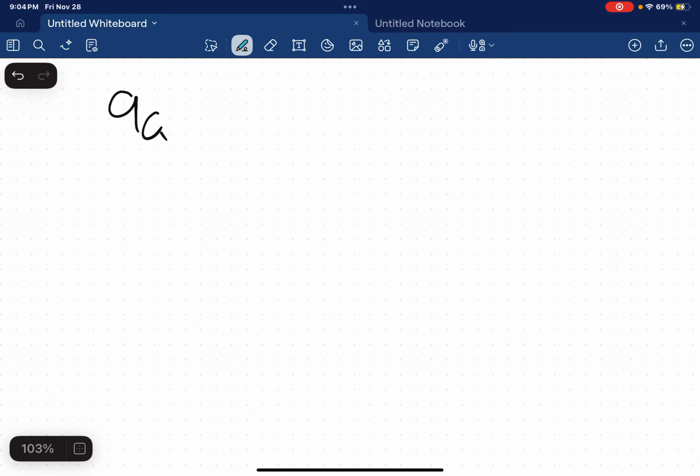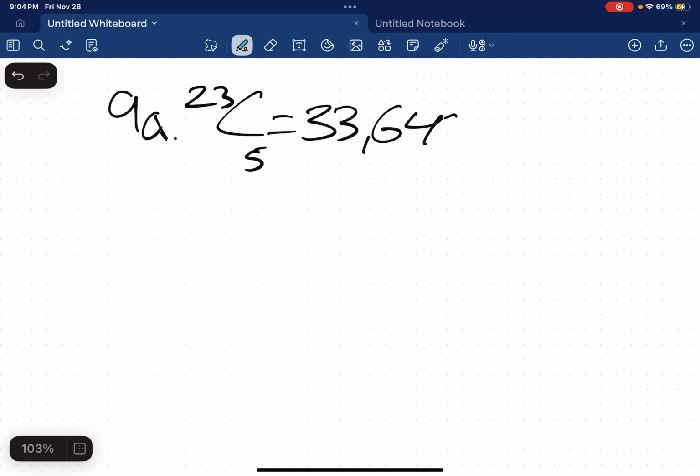Okay, 9A. A delegation of 5 students is to be selected for a Model United Nations conference. There are 10 boys and 13 girls to choose from. 9A is asking us, in how many different ways can a delegation be chosen if there are no restrictions? Okay, no restrictions. That's going to be a combination thing. That's just going to be 23 choose 5. We choose 5 random people. And after doing the math for that, you should get 33,649 different ways.